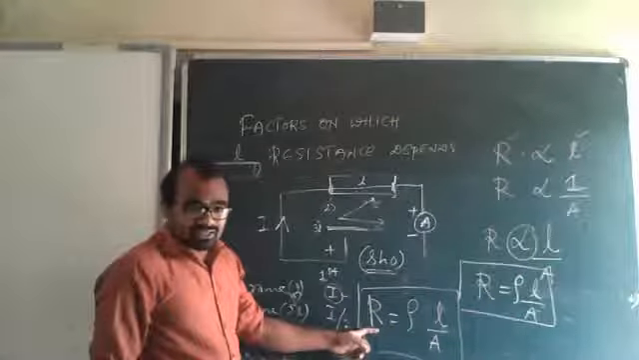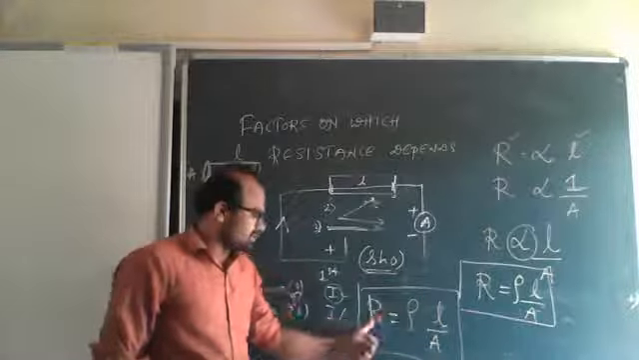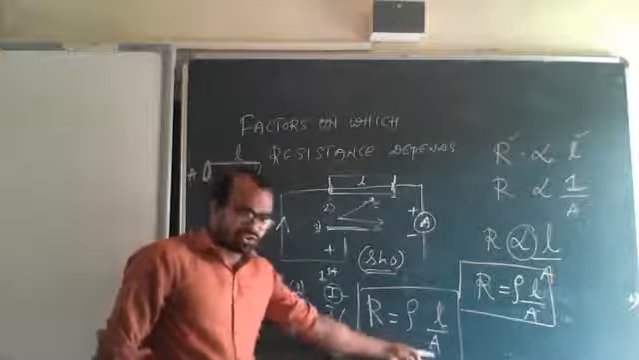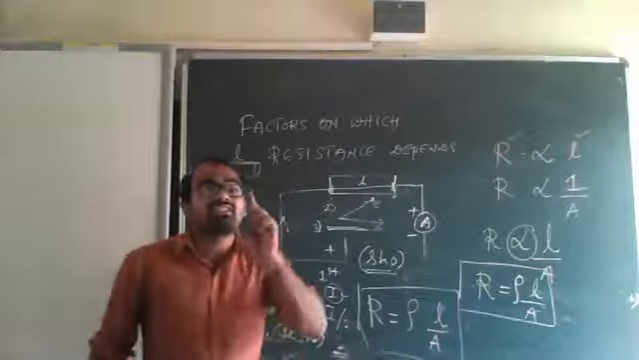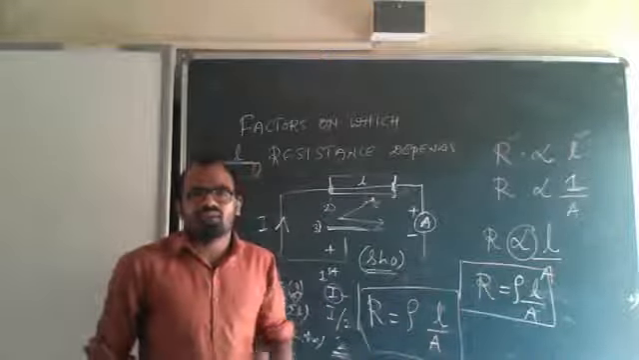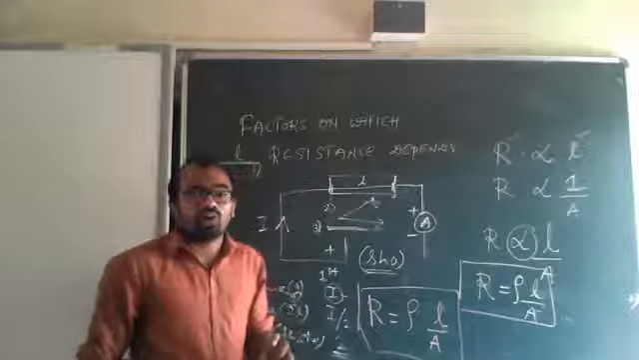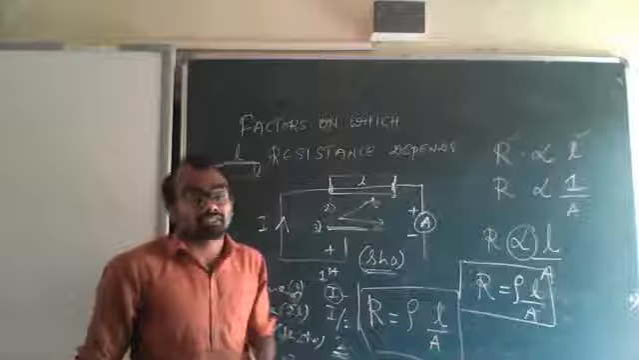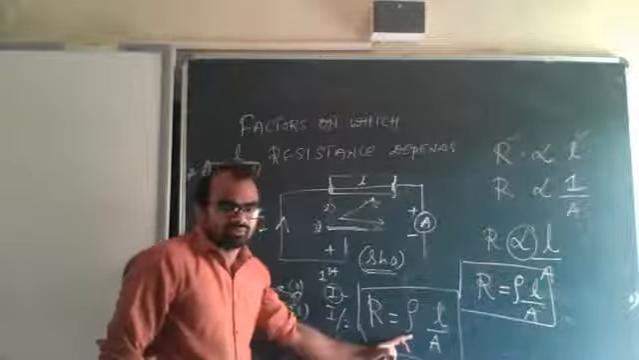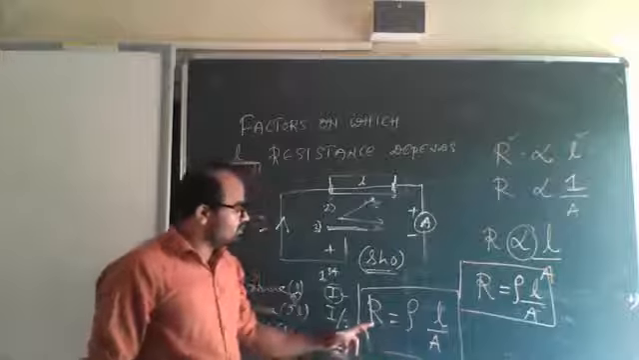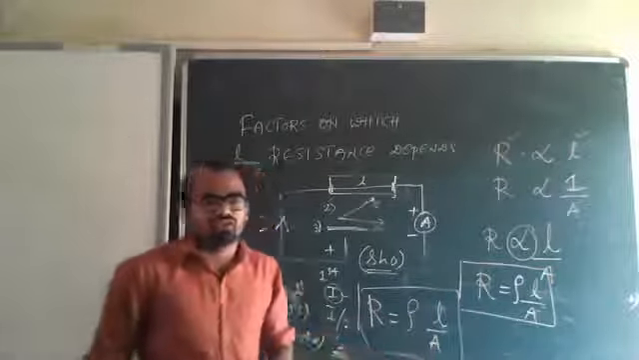R is resistance. L is length of conductor. A is area of cross section of conductor. Rho is resistivity of the conductor material. Or in other words, we can say specific resistance also. This is resistivity. This is resistance, resistivity, length and area of cross section.